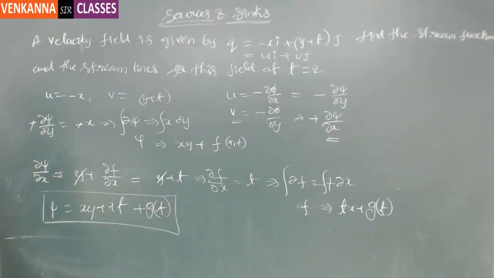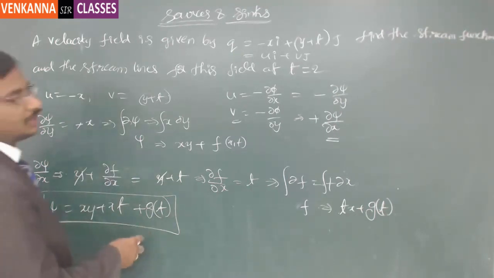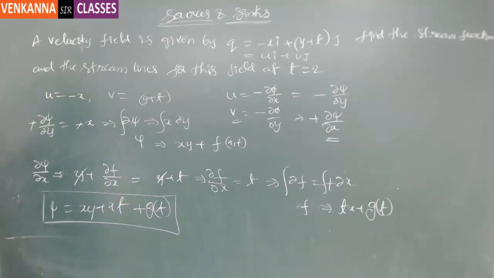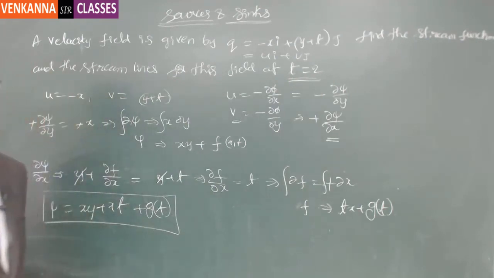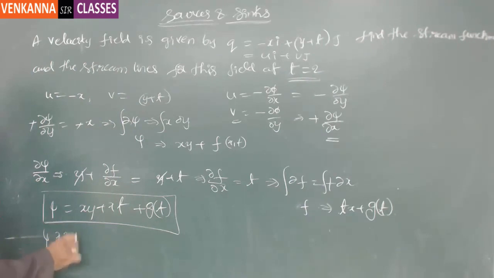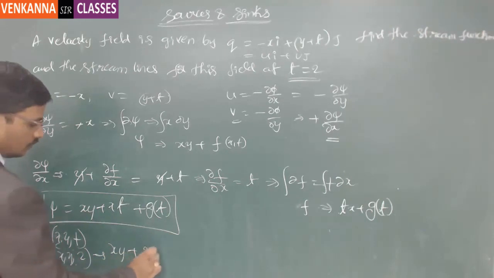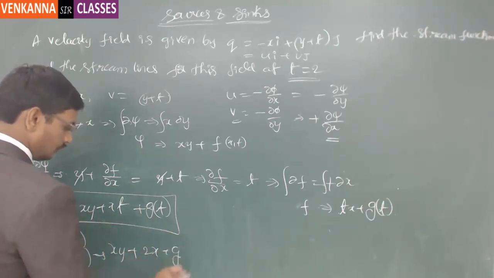Understood? Now the stream function, this is actually a generic function. Now he asked us one specific case: at t is equal to 2, what are the streamlines? At any instant of time t is equal to 2, this is a function of x comma y comma t. Instead of t he has given 2. So psi of x comma y comma 2 is equal to xy plus 2x plus g of 2.